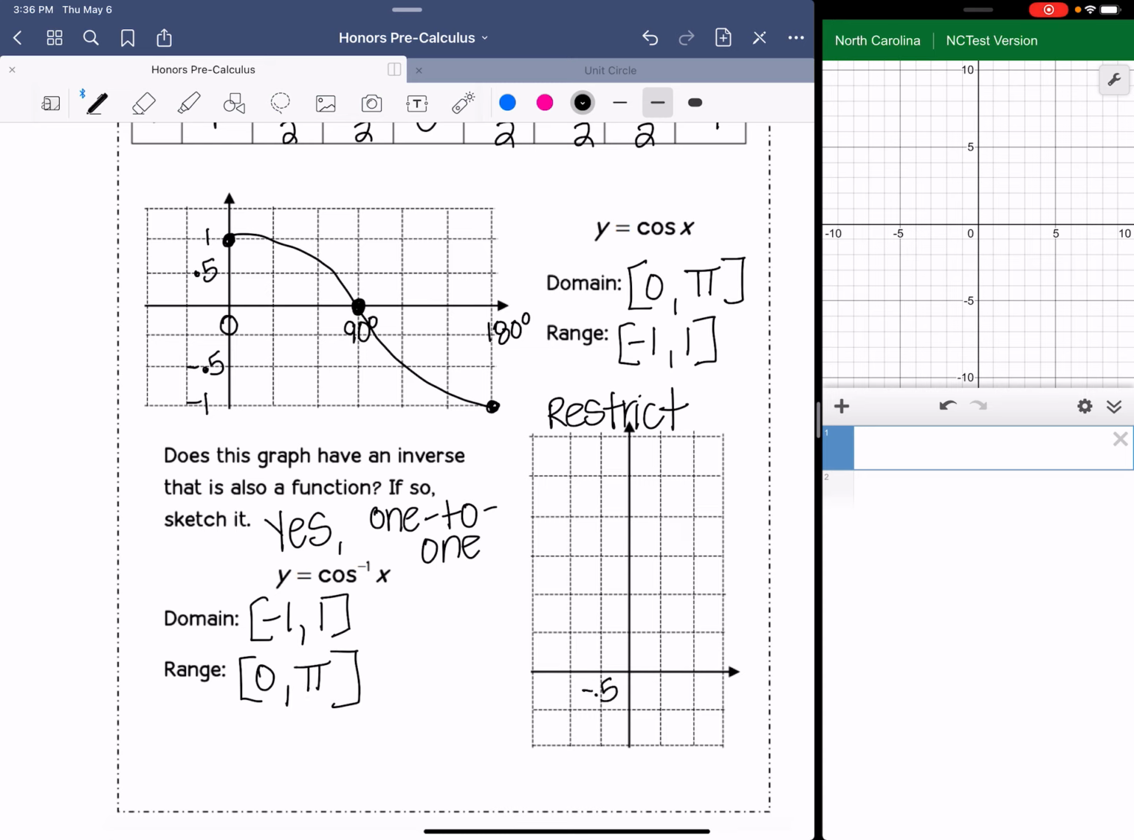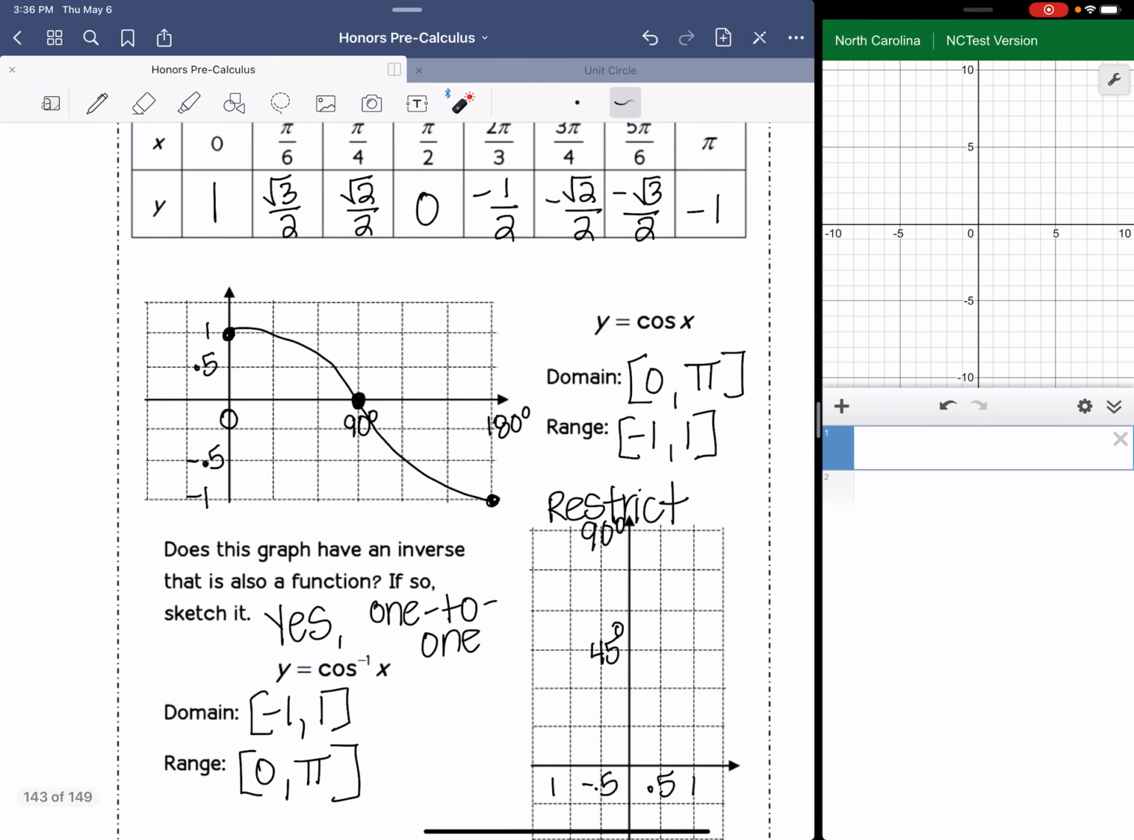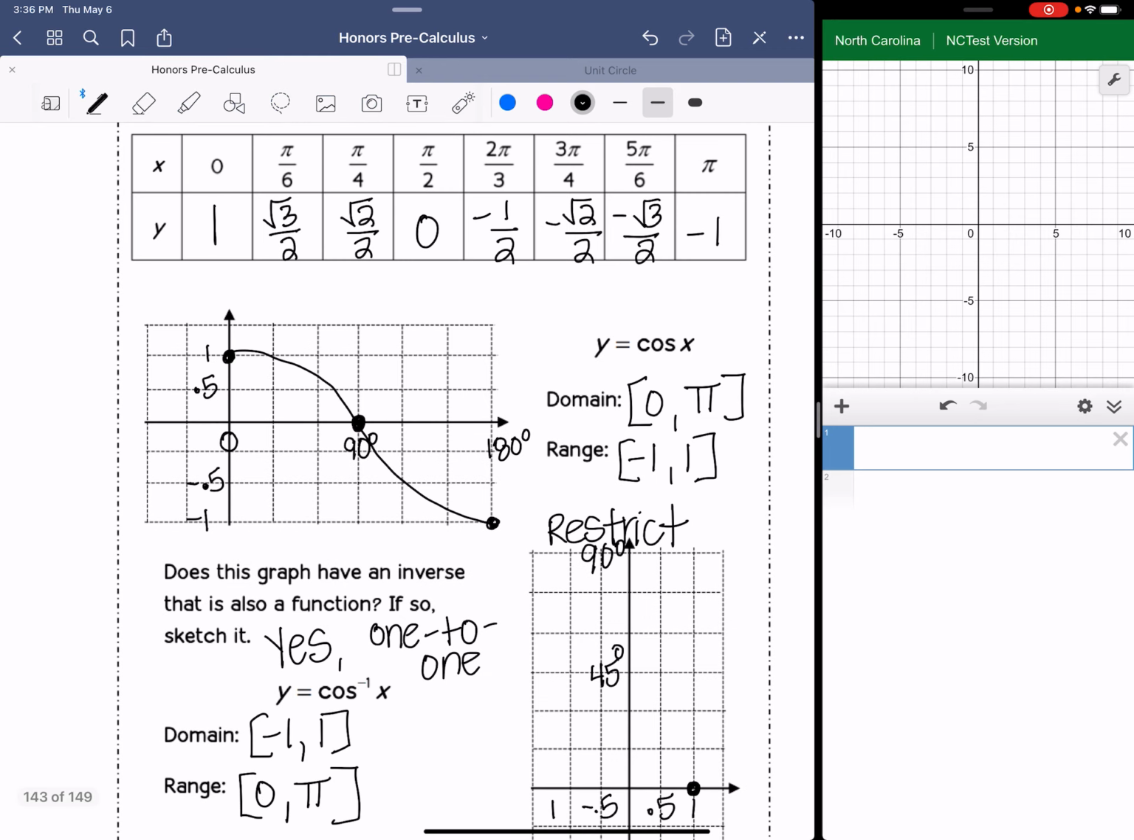So we have -0.5 and 1, 0.5 and 1, and then we'll do 45 degrees and 90 degrees. So at 1, we're going to do the exact same thing here. We're going to flip them and do a 1 and 0. So 1 and 0 is here. And then we have 45 degrees is 0.